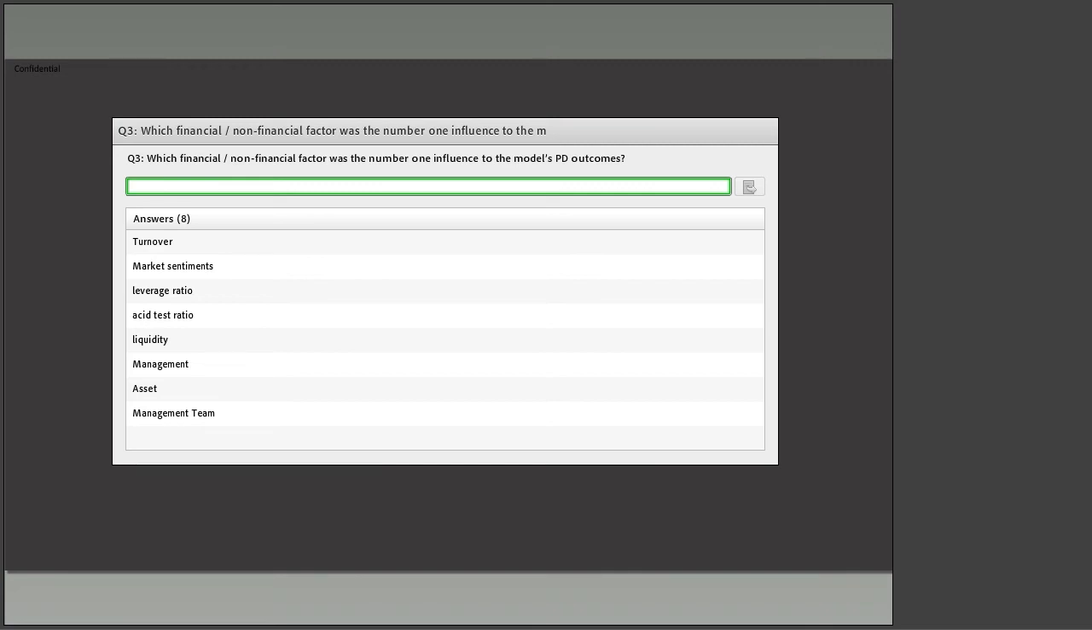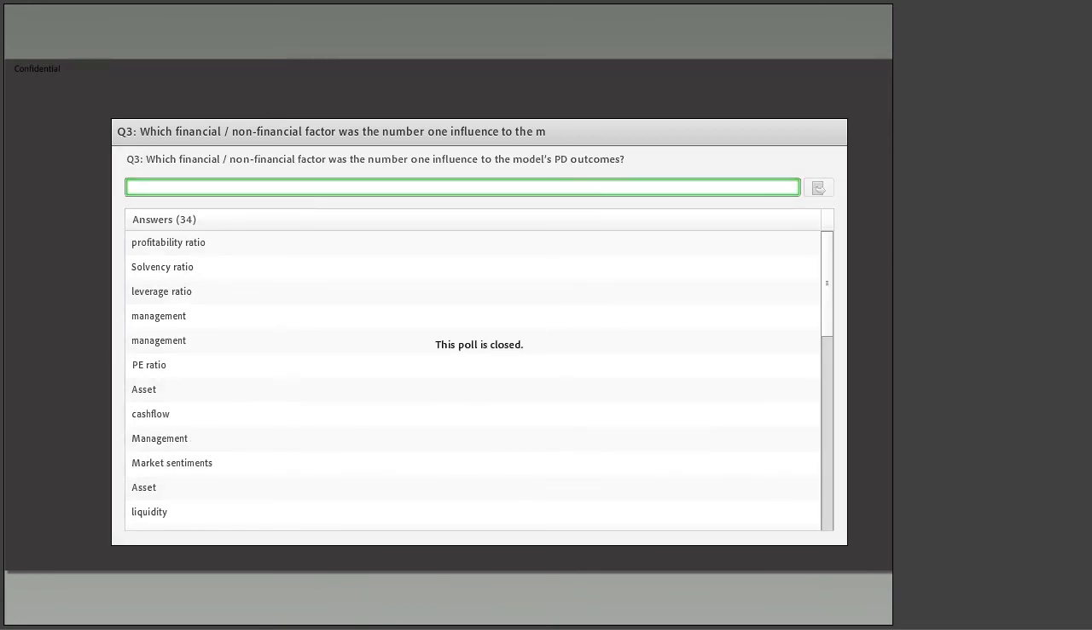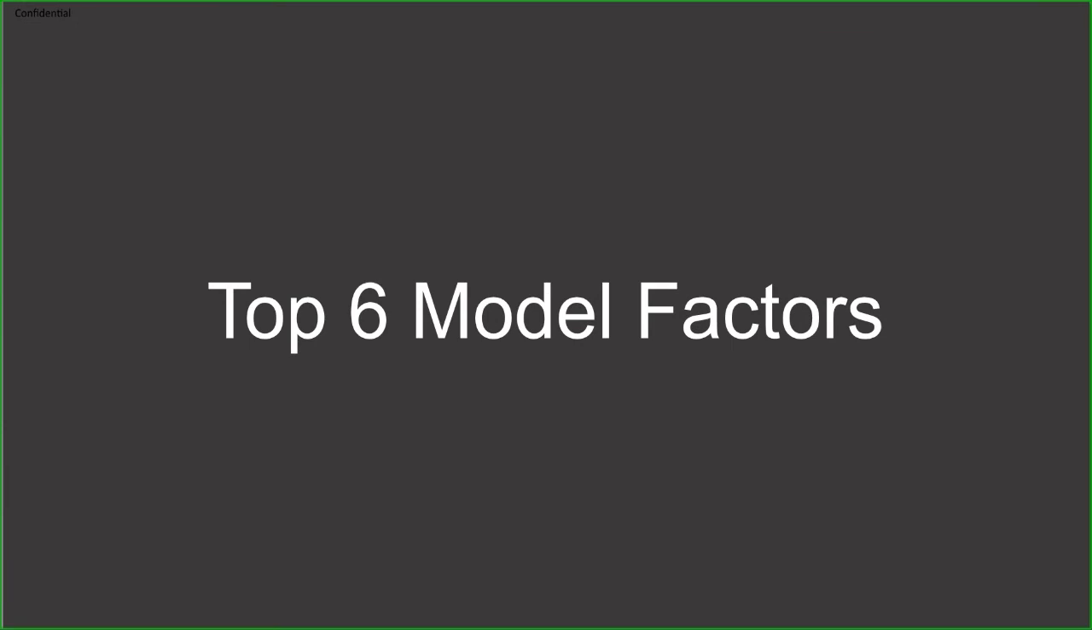Turnover, market sentiments, leverage ratio, acid test. So we're talking about whether or not a business has got cash, liquidity, management, assets. CFAD, so that's cash available for debt, profitability ratio, solvency ratio, liquidity, profit and loss, solvency. Okay, so people tending to be focusing on the management or on liquidity, number of customers, debt coverage, market sentiment. So those are all important things and things that have been used traditionally, and liquidity, you know, cash is king and so on.